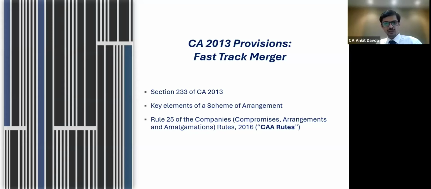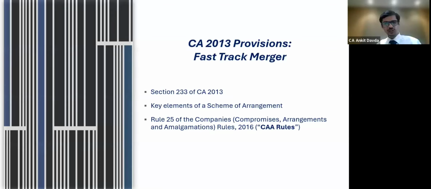Then we'll touch upon the key elements of a scheme of arrangement, because whatever we are discussing is meant to approve a scheme of arrangement. So what are the contents or elements in a scheme of arrangement? We'll touch base on that. Then there is a corresponding rule, because under Section 233 there are certain delegated powers to the central government to prescribe certain things from time to time. This is covered by Rule 25 of the Companies (Compromises, Arrangements and Amalgamations) Rules, widely known as the CAA Rules. While other rules under the CAA Rules relate to schemes under Section 232, Rule 25 is the only rule which governs fast track mergers.